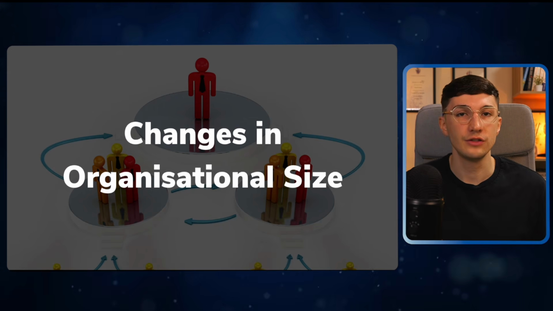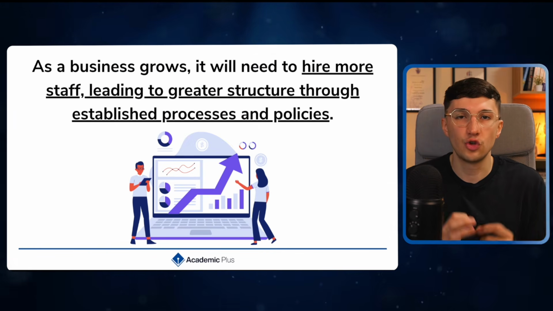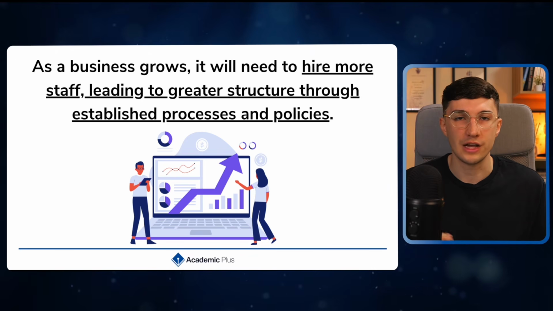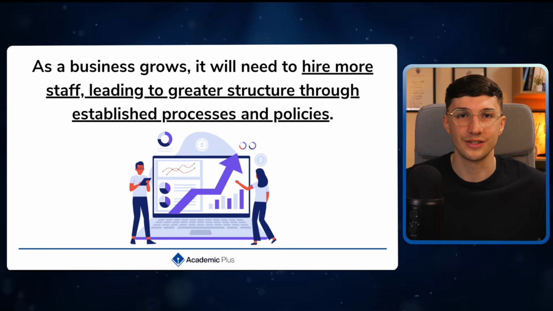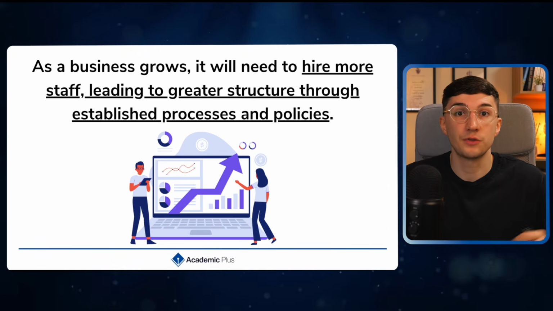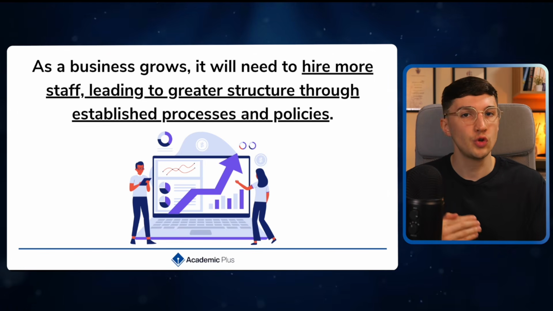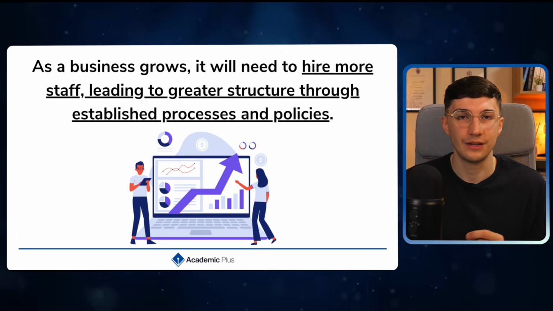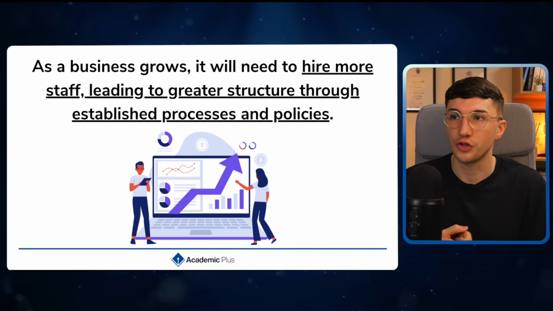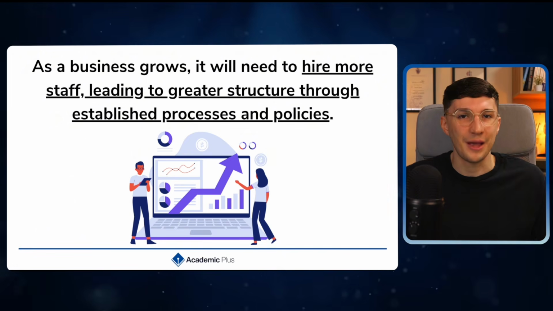Starting off with the changes in organisational size. Now, the whole aim for a business is to try and grow, make more revenue, make more profit, bring on new employees, expanding to new markets. So if the business is changing in their organisational size, potentially expanding and growing, well, they're going to have to hire more staff. And to ensure the business is coordinating their activities in the best way possible, we need to make sure there's greater structure through more established processes and policies. So how does this start to impact the business?